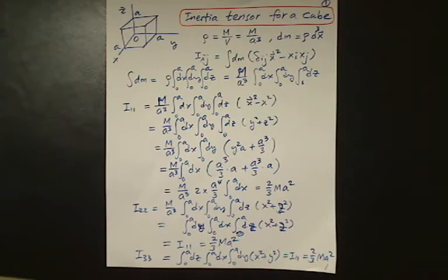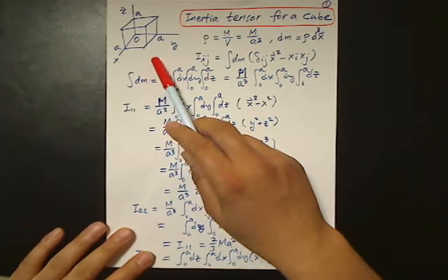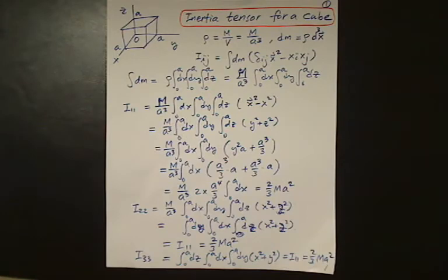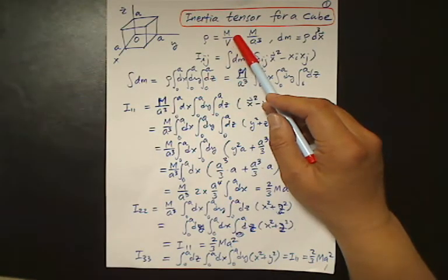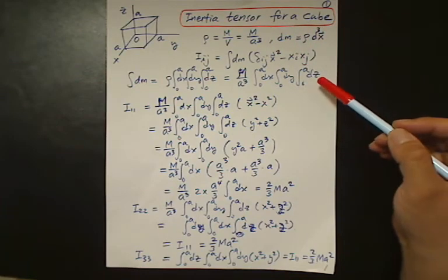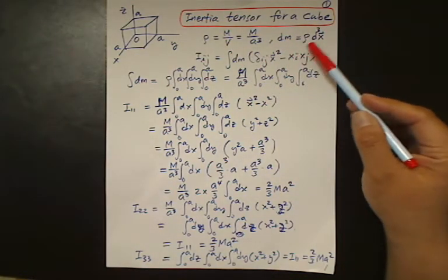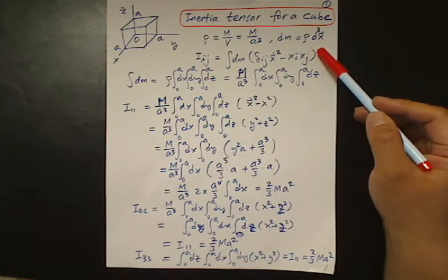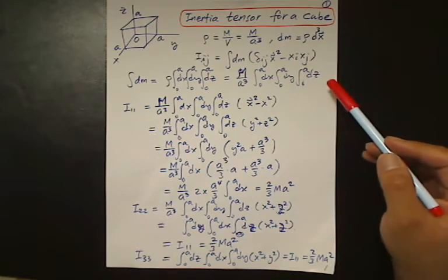Okay, in this class, we study inertia tensor calculation for various cases. First, we consider the computation of the inertia tensor for a uniform cube of mass m with side a. The density of the uniform cube will be the mass divided by the volume, so that is m over a cubed. The density multiplied by the volume differential will be the differential of the mass.